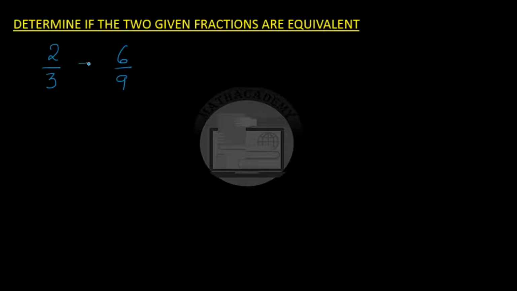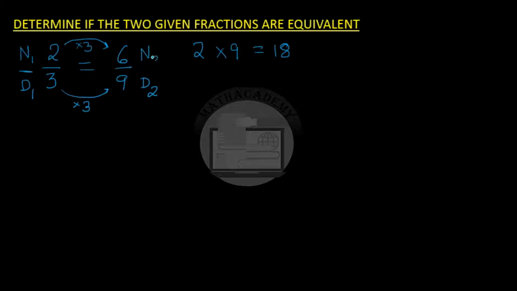We know that 2 by 3 and 6 by 9 are equivalent because the second fraction is obtained by multiplying both the numerator and denominator of the first fraction by 3. Now let us multiply the numerator of the first fraction with the denominator of the second fraction. So we get 2 into 9 as 18. And let us multiply the denominator of the first fraction with the numerator of the second fraction. So 3 into 6 gives us 18.